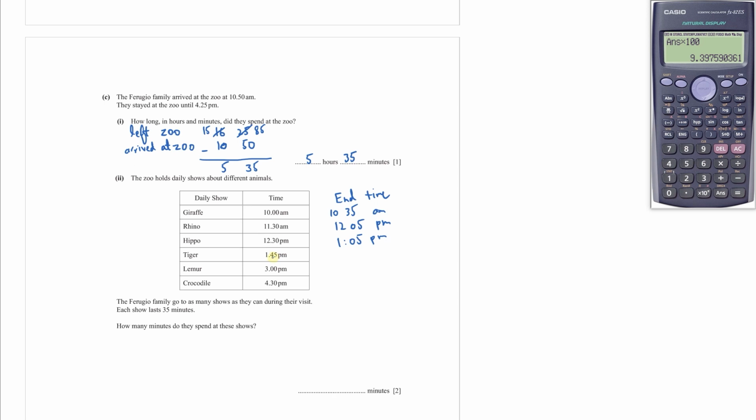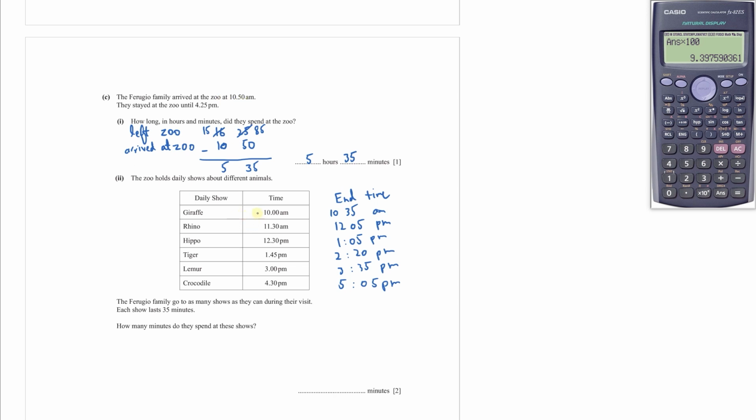1:45 will end at 2:45. Oh, sorry, 2:15 and 2:20. 2:20 p.m. This will be 3:35 p.m. and this will be 5:05 p.m. So they arrive at 10:50.